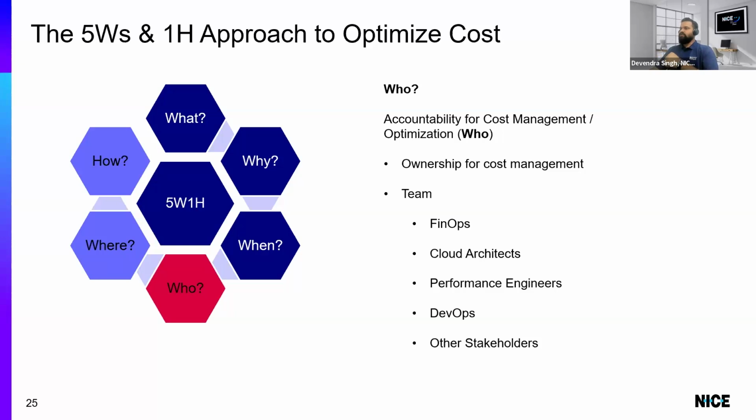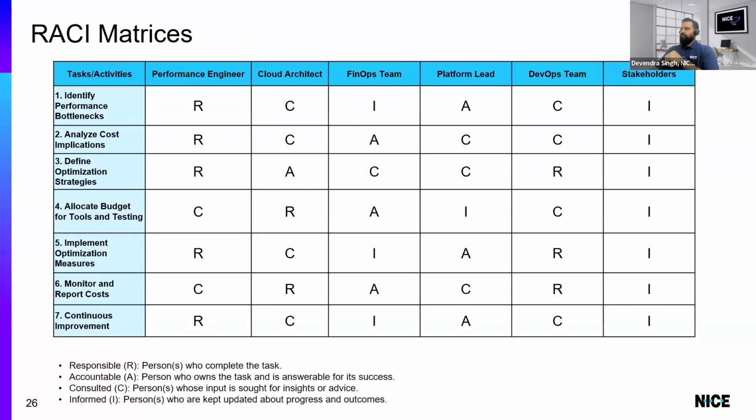There could be other stakeholders like project managers or your business leaders who ensure that cost management aligns with overall business goals. So this is with respect to the who. Now, together, all these teams must collaborate and ensure that cost optimization is maintained consistently. So for this, we have prepared the RASI matrix. This helps to clarify roles in cost management and optimization.